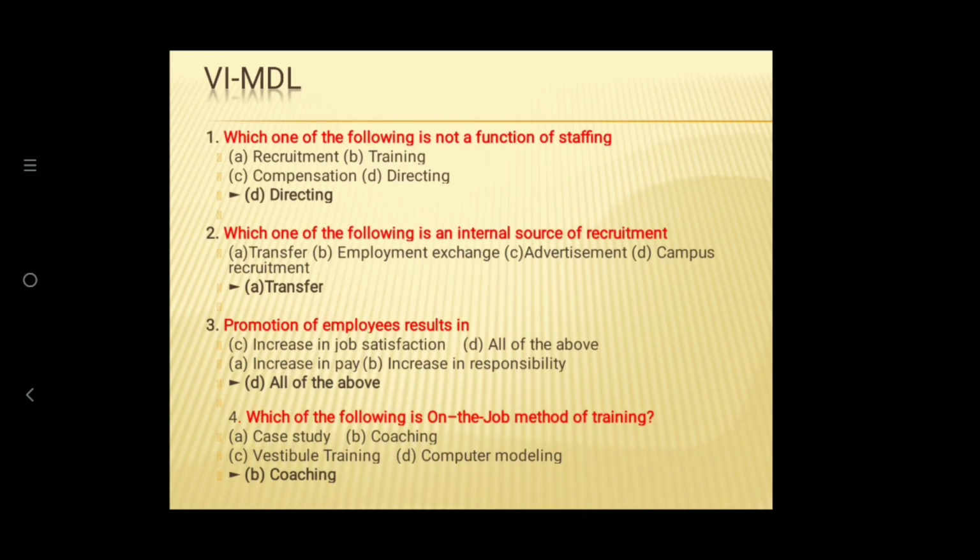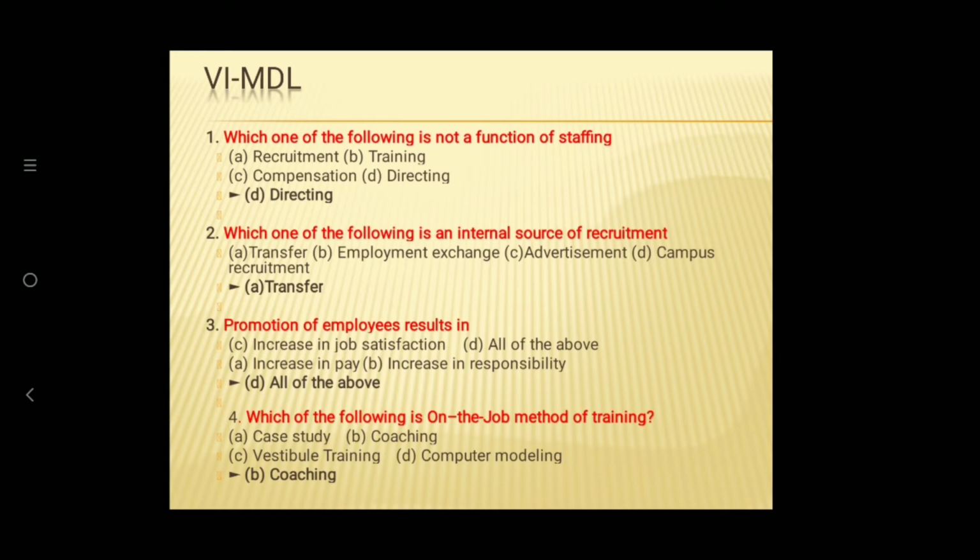Next, sixth model. Which of the following is not a function of staffing? Option A, recruitment. B, training. C, compensation. D, directing. So option D, directing.